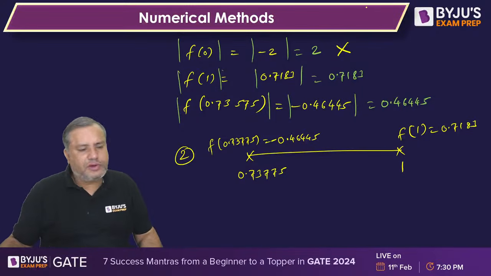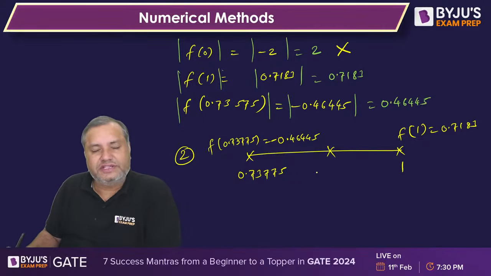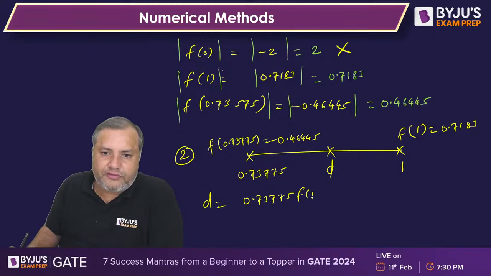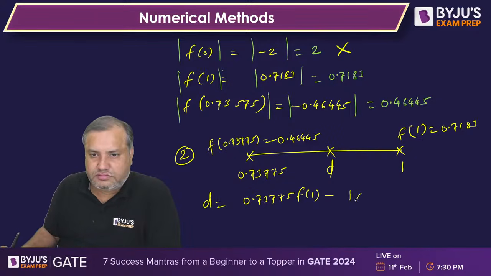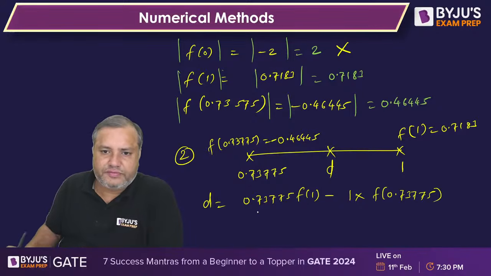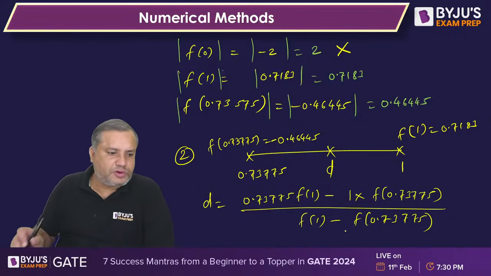Now you can apply the formula and get the answer. Again, apply the same formula of regula falsi method. In secant method, formula is same as that of regula falsi method. So D will be 0.73575 into f of 1 minus 1 into this value, f of 0.73575, upon f of 1 minus f of 0.73575. Let us put all the values and get the answer.